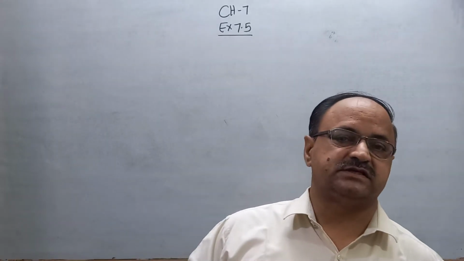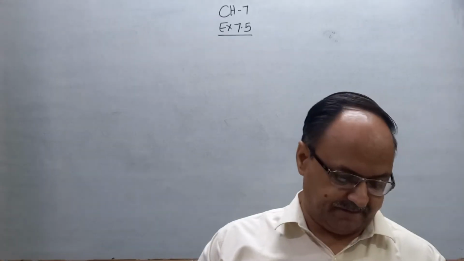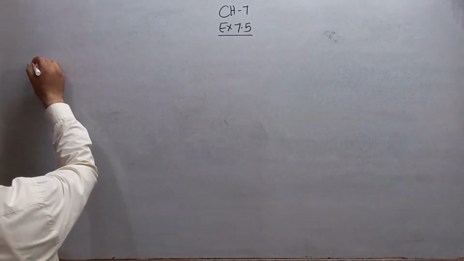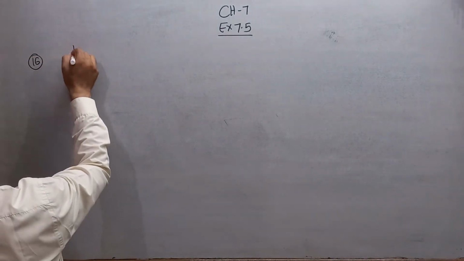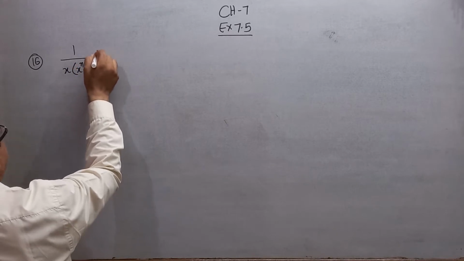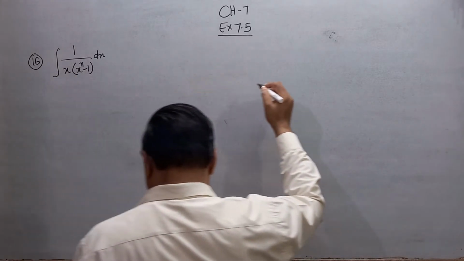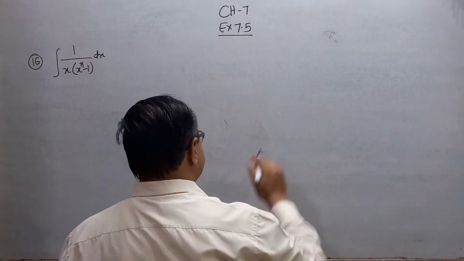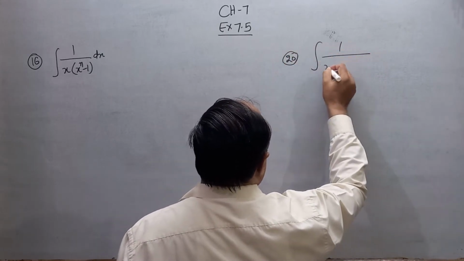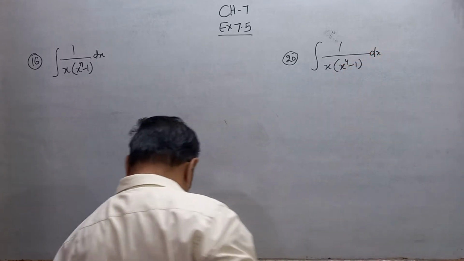Today I am going to continue with the same topic, that is integration, Exercise 7.5, and question number 16: integration of 1 upon x to the power n minus 1 dx. And the same type of question is question number 20: integration 1 upon x to the power 4 minus 1. Clear?